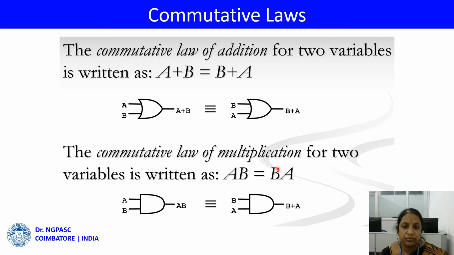The commutative law of multiplication is also present. For two variables, it is written as AB is equal to BA. So even if you multiply A and B or B and A, you will get the same output. That is the law of commutation.